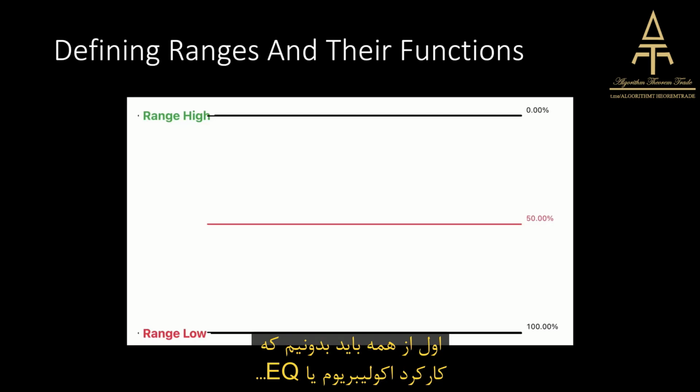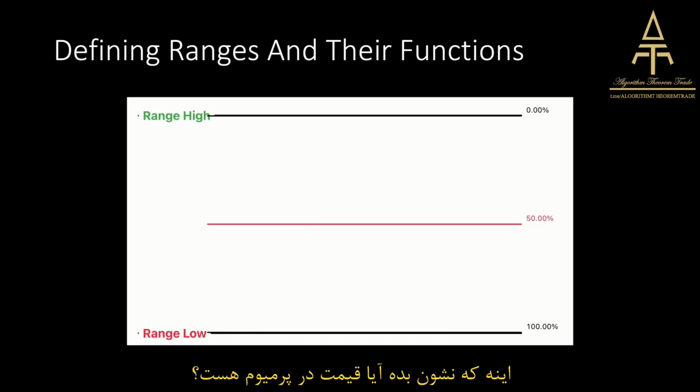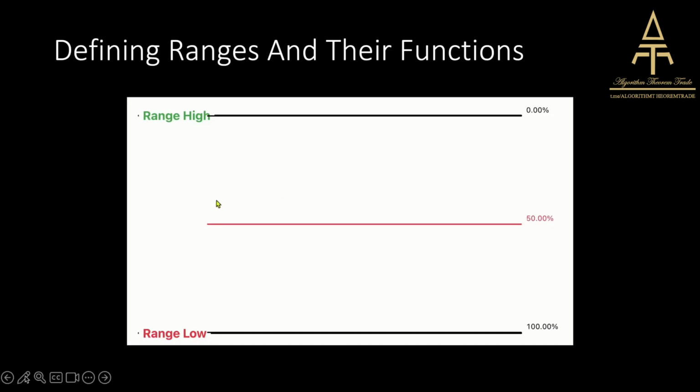Because first of all, we need to understand that the function of equilibrium is the following. The function of equilibrium is to show to us whether or not price is in a premium, meaning in the upper 50% of the range, or in a discount, in the lower 50% of the range. Within the lower 50% of the range, we would look for longs, and within the higher 50% of the range, we would look for sells.